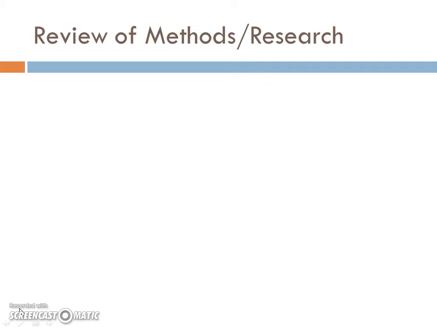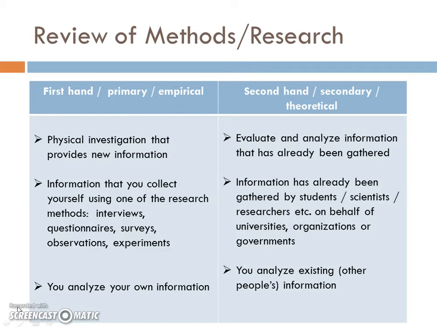Moving on, we will now review methods of research. We focus on two kinds of research methods: primary or first-hand research and secondary or second-hand research. Primary research involves investigations that provide new information. You can collect this information by conducting interviews, questionnaires, surveys, observations, or experiments. With primary research, you will be collecting and analyzing your own information.